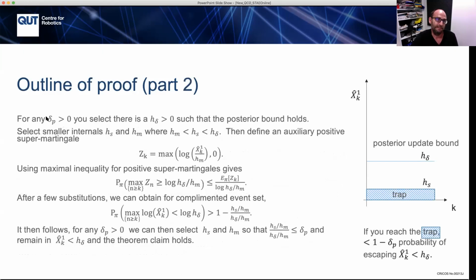So for any delta p you select, there is an h delta such that the previous bound holds. Now, imagine selecting smaller objects, hm and hs, and then we define an auxiliary object. It is related to our no change posterior, but it's a positive super martingale, a rescaled version of the no change posterior, and it cuts off the part of the process which would be negative. So it sits a little bit above.